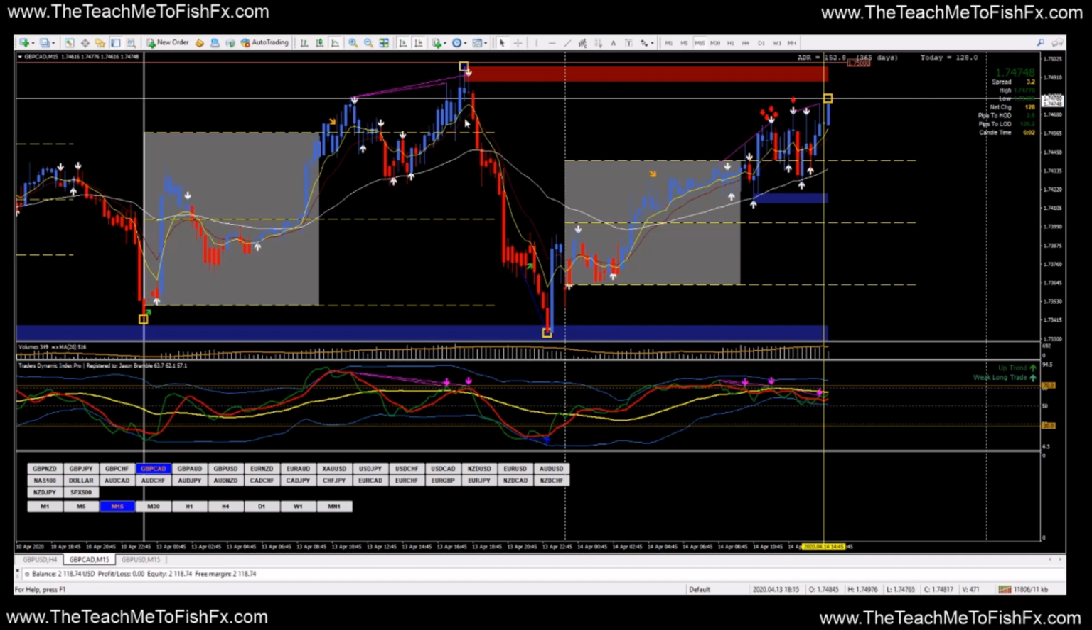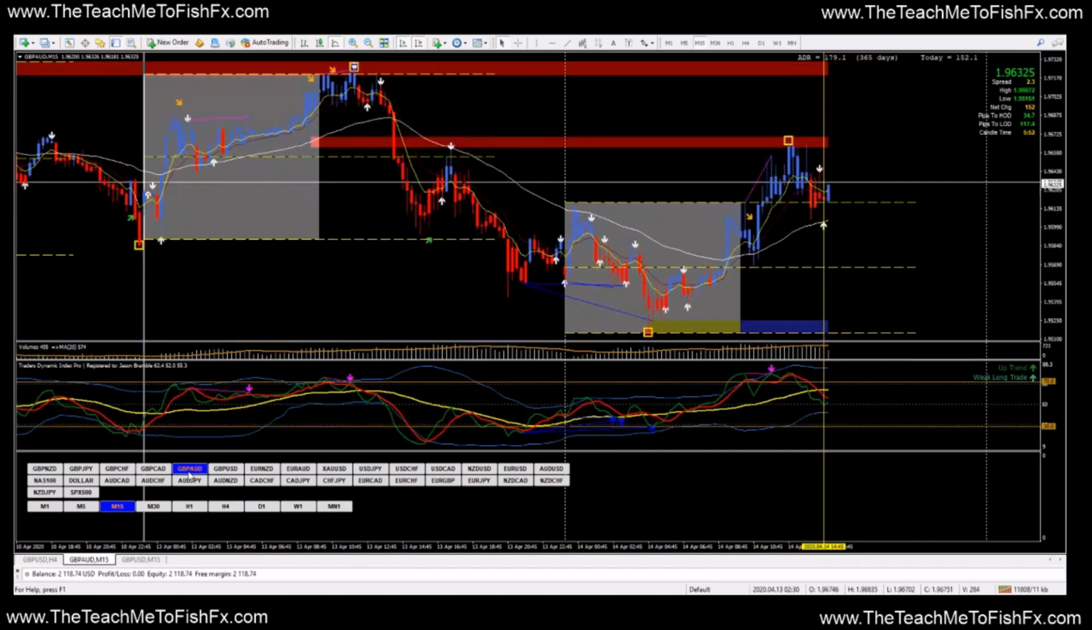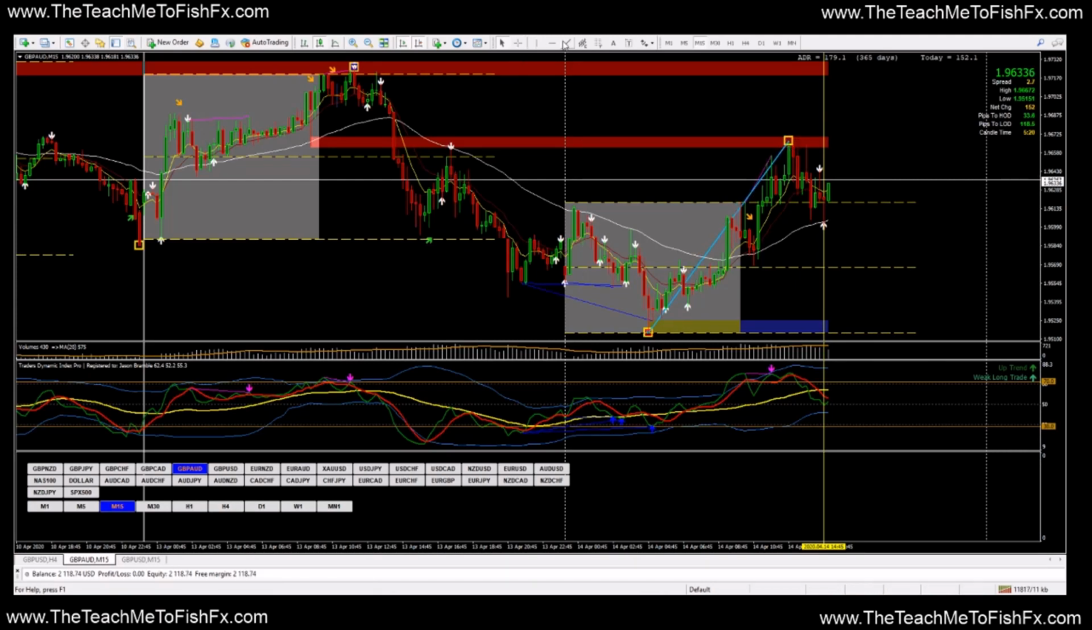Looks like it may be working off of yesterday's high as well. So we'll keep an eye on that. GBP CAD, GBP. Bigger, and I think you guys will probably be able to see the deep sky blue better. All right, we see where it's come up there. Came down here, but we'll come here.